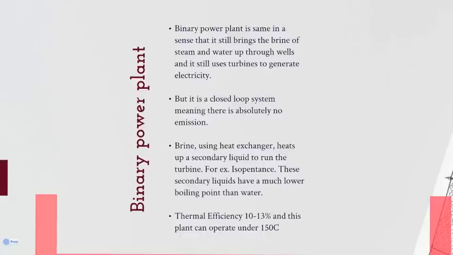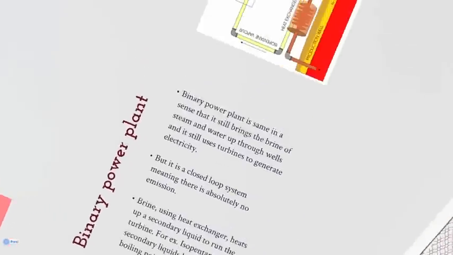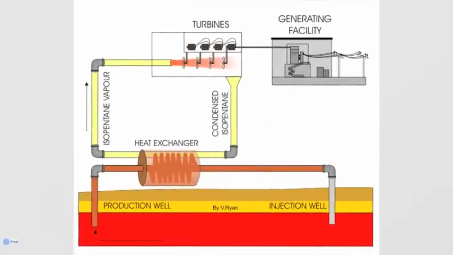Once the geothermal fluid and the secondary fluid pass through the heat exchangers, the heat from the geothermal fluid causes the secondary fluid to vaporize, causing the turbines to turn. The steam from the secondary fluid is condensed back into liquid form to be used again later. Just to be noted, the heat exchanger's efficiency, or in other words, the thermal efficiency of this plant, is 10 to 13%.